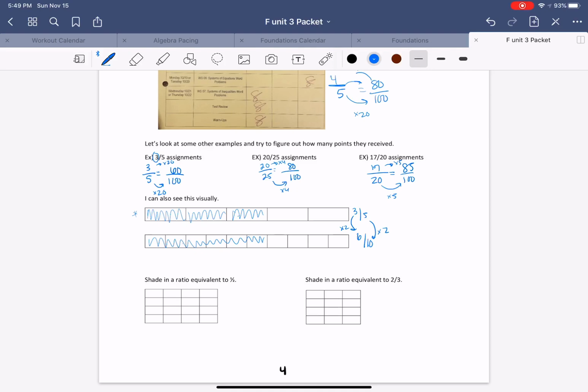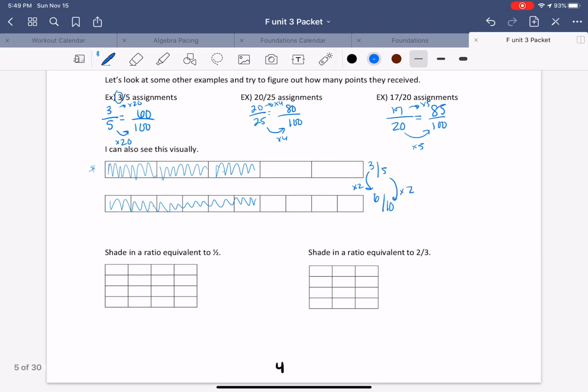Okay, if I want to shade in a ratio equivalent to 1/2, there's a couple of different ways I can do that. This is 4 by 4. There's 16 total squares, so 1/2 would be 8. So that could be this way, that could be this way. Either one.